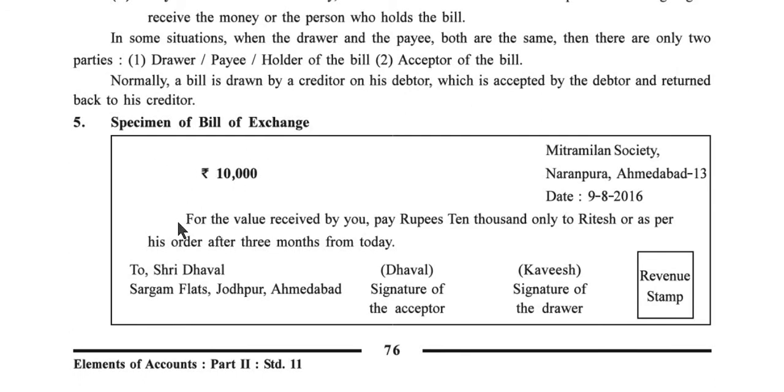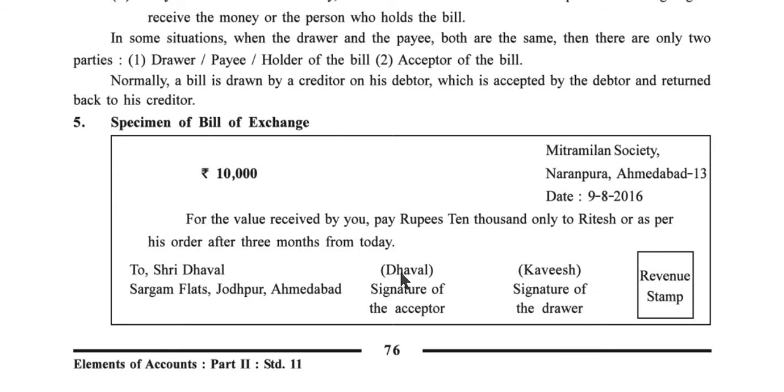Rupees 10,000. For the value received by you, pay rupees 10,000 only to Ritesh or as per his order after 3 months. Here the time period is also given, the rupees is also given, in number, meaning in digits, and in words also. And to whom the payment is to be made and what is the time period from today. To Sri Dhaval, Sargam Flat, Jodhpur, Ahmedabad. Dhaval, signature of the acceptor.